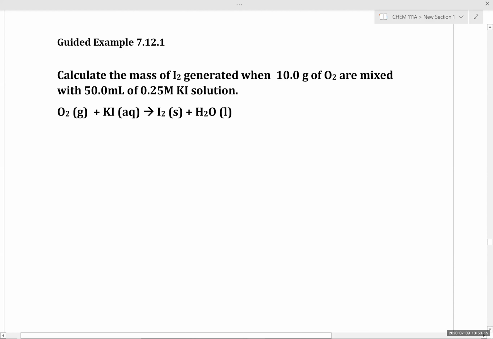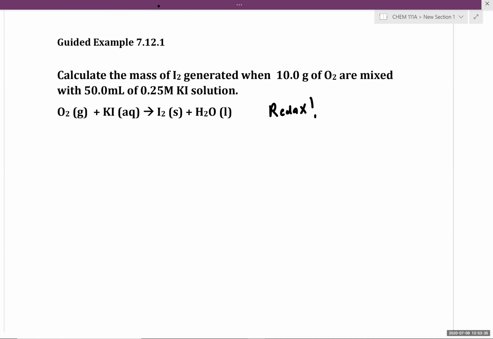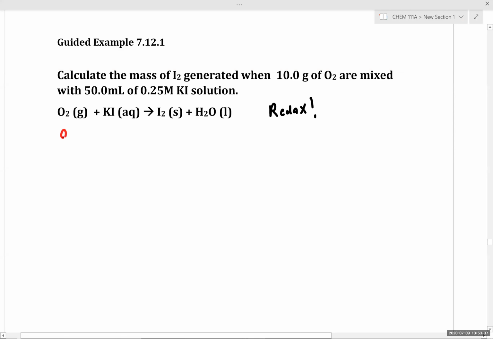It's a redox reaction. Okay. So that is immediately a sign for concern, and that is part of the reason why we're missing one of our other products from this reaction. Okay, so we have to balance this using the redox method. So first things first, let's assign oxidation numbers.